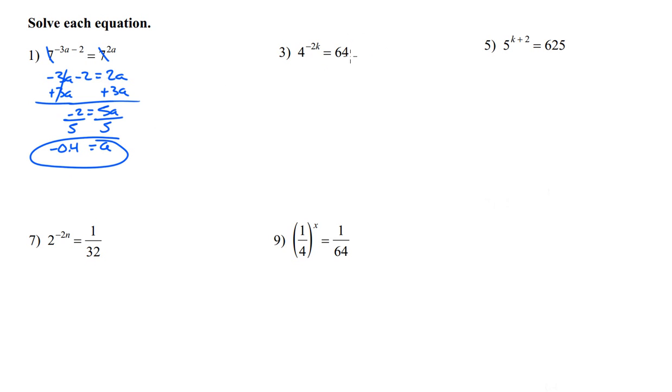4 to the negative 2k equals 64. Now, these base numbers are not the same. I usually like to look at the smaller of the two. So 4 is smaller than 64. I'm going to try to make this 64 into some kind of power of 4. So I've got 4 to the negative 2k, and then 64. We bring out our handy dandy calculator here.